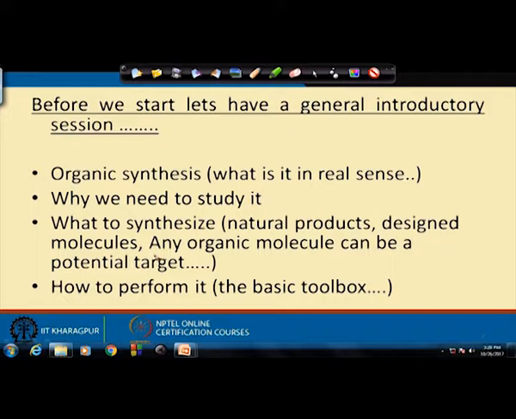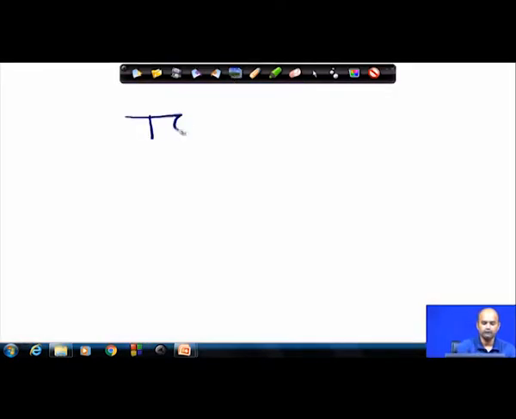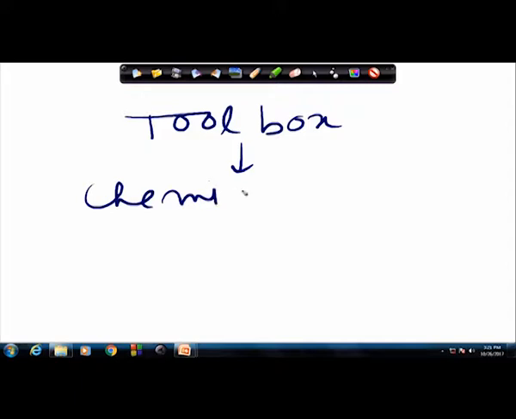So, as I said, any organic molecule can be a potential target, and the next question will be asked: how can you make this molecule? Basically, you have to be acquainted, you have to be familiar with the basic toolbox. Now, what is the basic toolbox? When I say toolbox, it basically means that you are using your chemical knowledge. This toolbox is nothing but your chemical knowledge or chemical logic which you have already acquired.